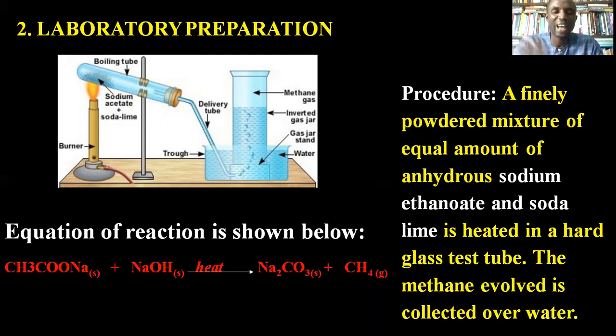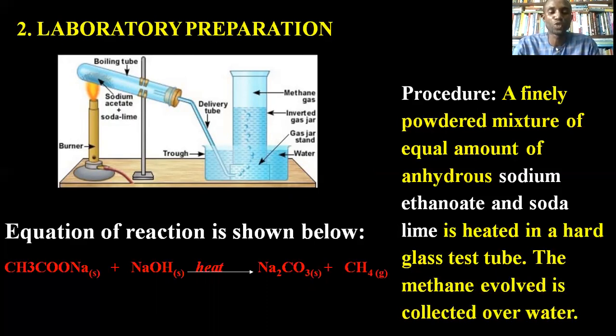Everything is being set up, being added. Now, the substance, in order to prepare it in the lab, we use sodium ethanoate, the powdered mixture of equal amount of sodium ethanoate and soda lime. We don't use just sodium hydroxide. We use soda lime. What is soda lime?